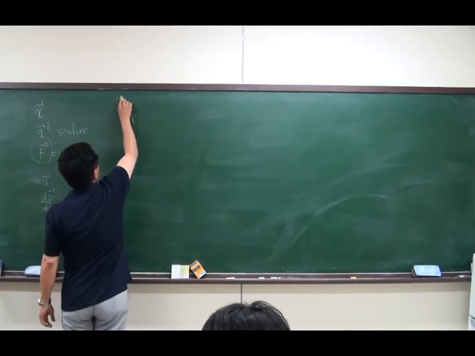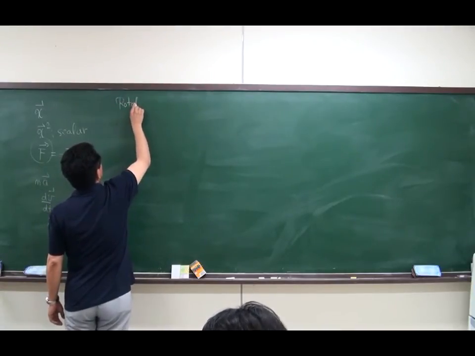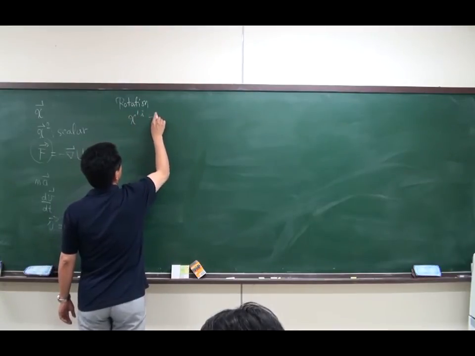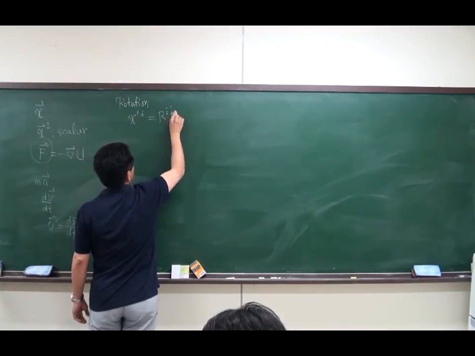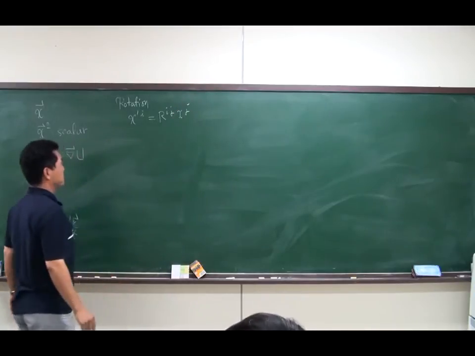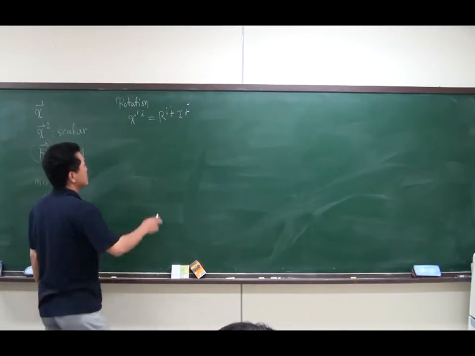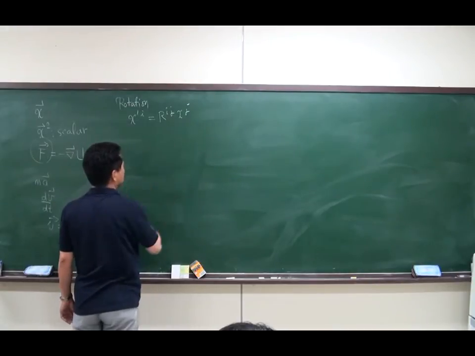On the rotation, x prime i equals r ij x j. Let us take the derivative with respect to x j.